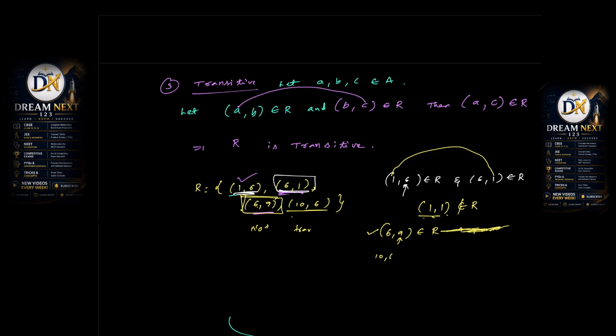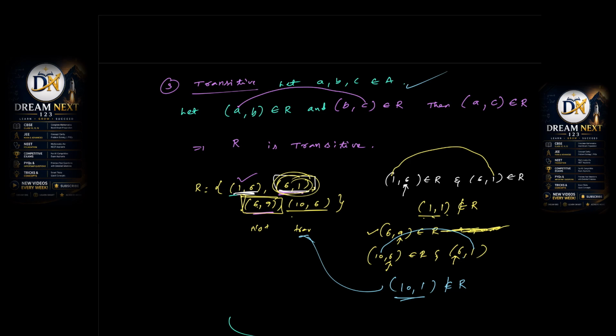Now this one, 10 comma 6. Is there any pair ending with 6 and another pair starting with 6? Yes. Then we have to take 10 comma 1. They form a pair, and this also does not belong to the relation. If it belonged to the relation, it would satisfy our condition, but it does not belong to the given relation, so it is not transitive. Even if one element is not contained, we call it not transitive.